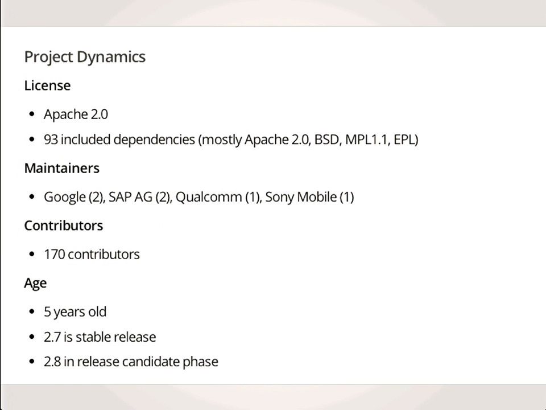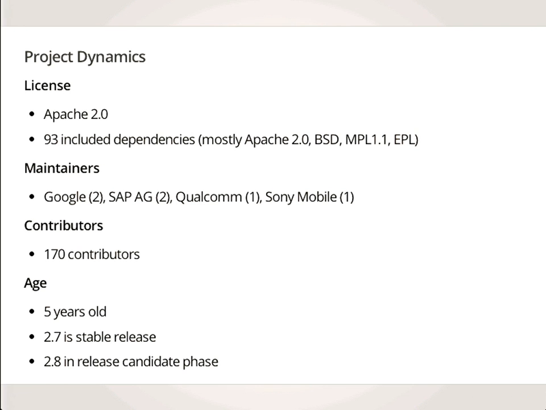The project has been around for 5 years. We're Apache licensed. We've got 93 dependencies that we bundle into our deliverable that we make available to you. Most of these are Apache 2, some are BSD, a couple are MPL or the EPL. So by and large, it's open source free software that you have all rights to all the source code, and you can modify and build your own version of Gerrit if you need to. And a number of our deployments do run patched versions of Gerrit.